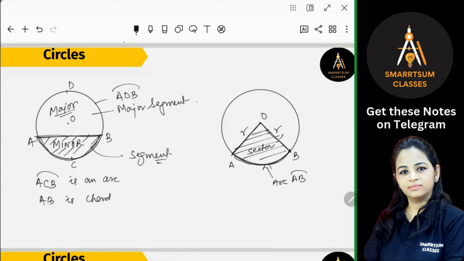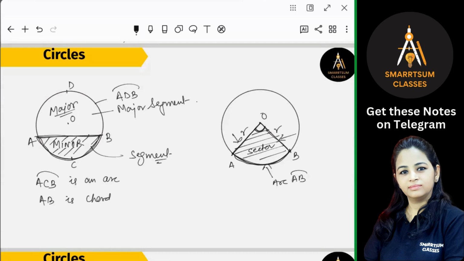Okay. This is also a radius and this is also a radius. So a sector is always bounded by the two radii and the arc. Is that clear? This closed region is called the sector of the circle. Everybody understood, right? And the angle at the center made by these two radii is called the angle subtended by this sector or the arc, right?